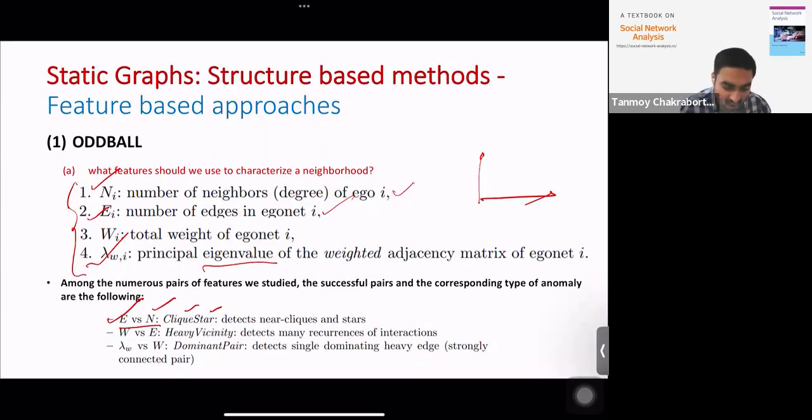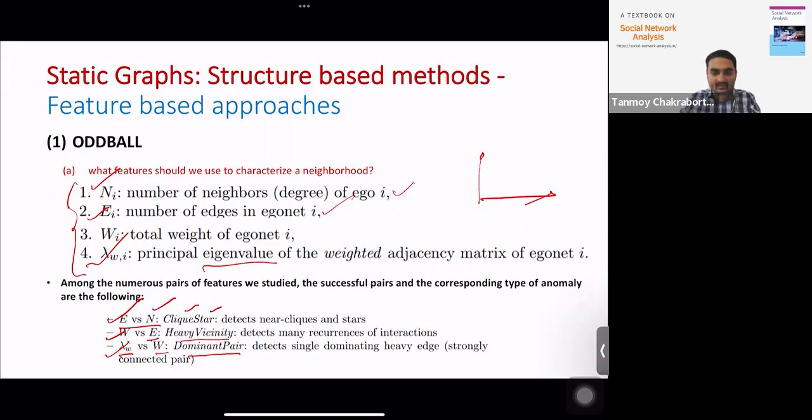If you look at W and E, where W is the total weight and E is the number of edges, and you study the dependency between W and E, that would help you identify heavy vicinity. And the third one: if you identify the principal eigenvalue and the total weight of the ego network, it would give you hints to identify the dominant pair, the last category that I mentioned, the dominant pair of nodes, or the dominant edges.